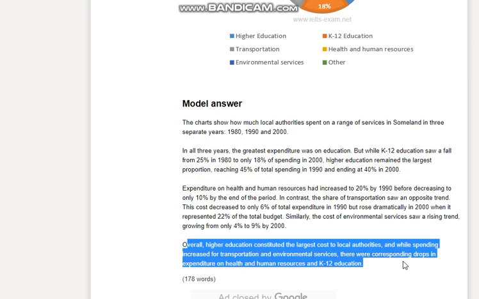Overall, higher education constitutes the largest cost to local authorities, and while spending increased for transportation and environmental services, there were corresponding drops in expenditure on health and human resources and K-12 education. Okay, it is one of the well-written essays for writing task 1.